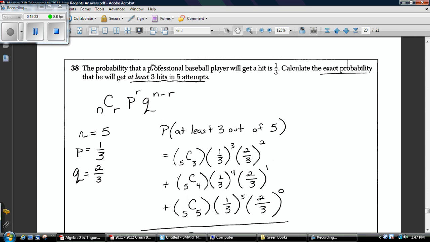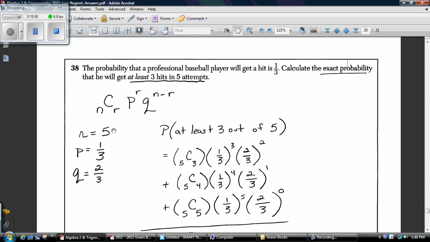What's the probability that a professional baseball player will get a hit? The probability that a professional baseball player gets a hit is a third. Calculate the exact probability that he's going to get at least 3 out of 5 hits. He's going to get at least 3 hits out of 5 attempts. All right, okay, so here we go. So this is a probability question. You should absolutely have this formula memorized. It's definitely going to be a part 2, 3, or 4 question.